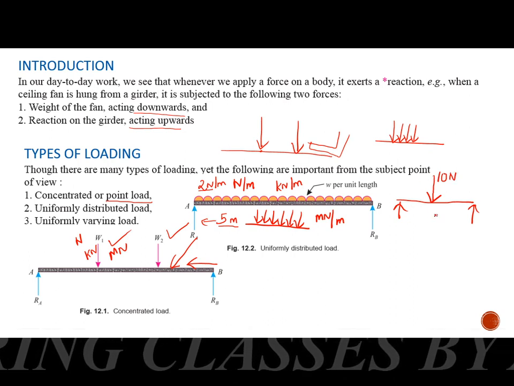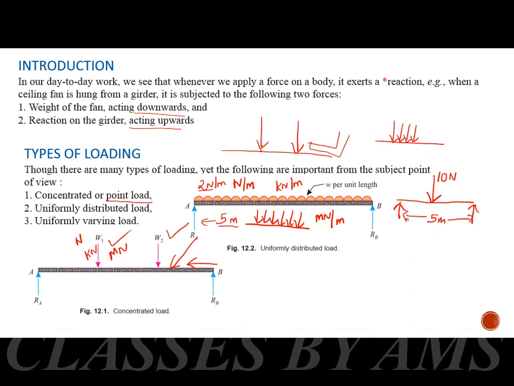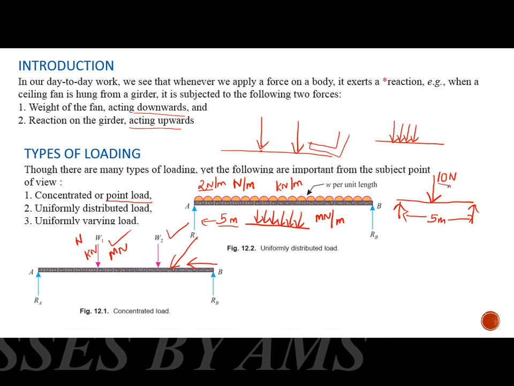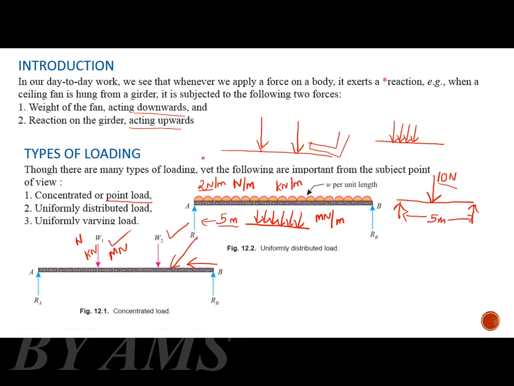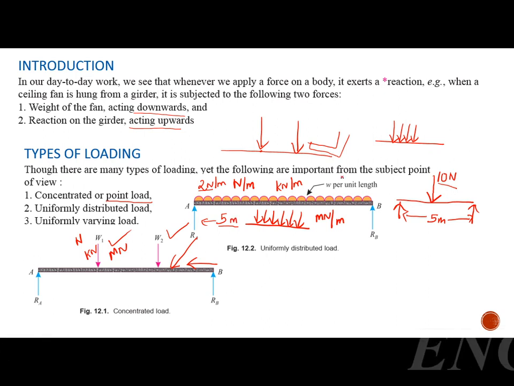And we have 5 meter length. We will be replacing it with a point load of intensity 10 kilonewton. We got this 10 from the calculation of 2 kilonewton per meter over a length of 5 meter. So a total of 10 Newton is the intensity of the force, and it will be acting at the midpoint of the entire length.